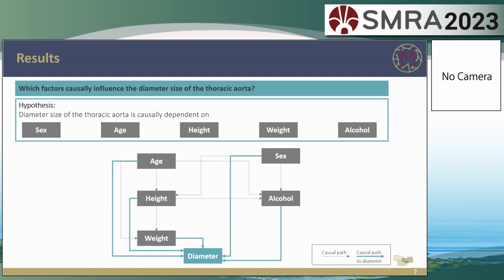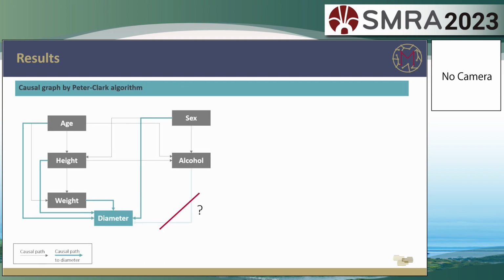So where all those variables shown with the blue arrow actually causally influence the diameter size, but then additionally we also have some causal relationship between the single variables, since, for example, sex influences the height of the subject. However, when performing the Peter-Clark algorithm, this is what we got. And compared to our presumed graph, this is not exactly the same, since we had presumed that we will have a causal relationship between the alcohol consumption and the diameter size. But the Peter-Clark algorithm didn't get that result.